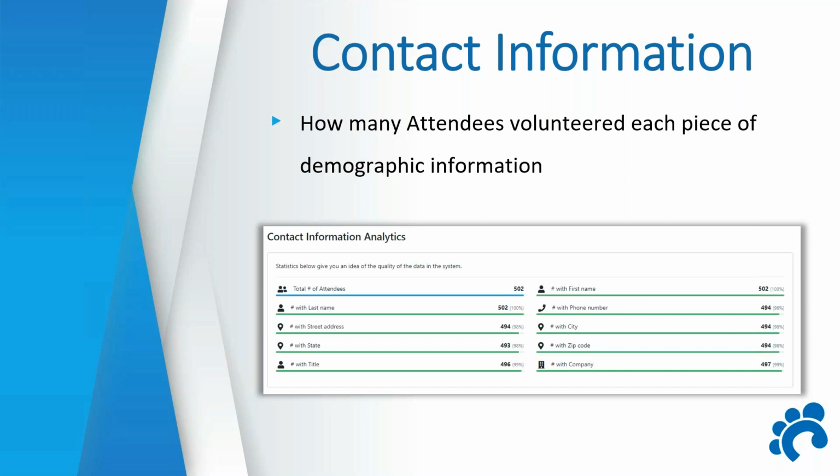So by looking at these analytics, we can determine what information we want as organizers and maybe make those questions required. If people didn't give us a lot of their states and cities, we can make those questions required next year to improve the value of the leads data that is captured by our exhibitors.